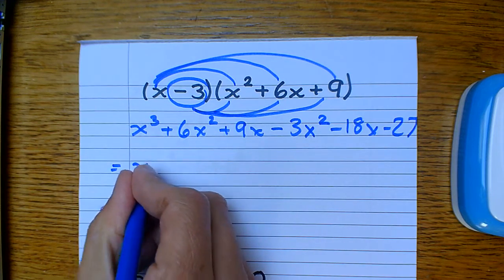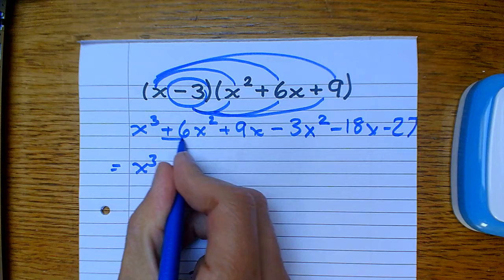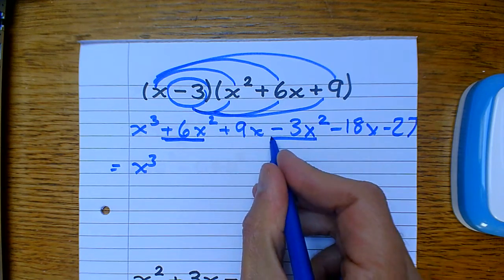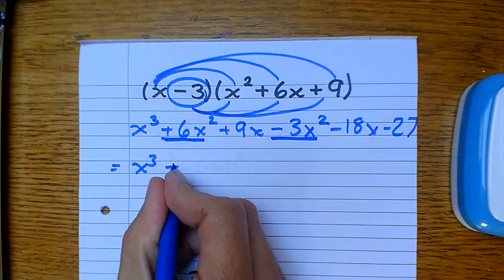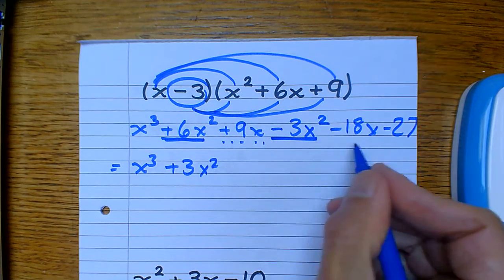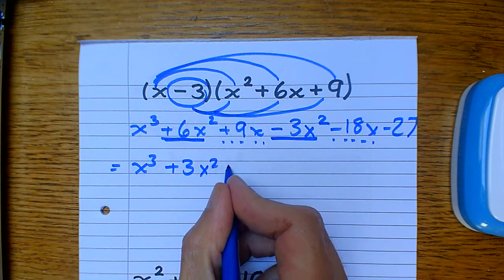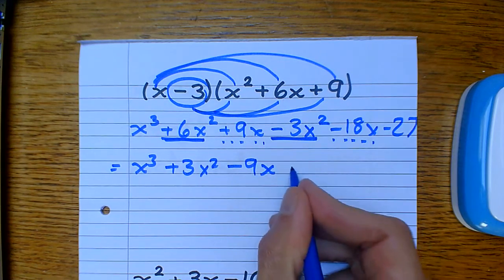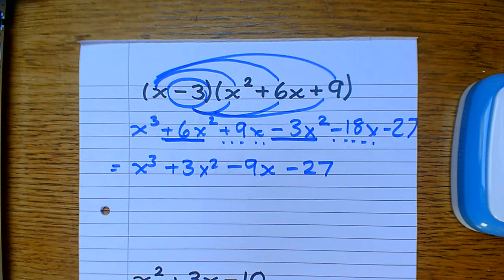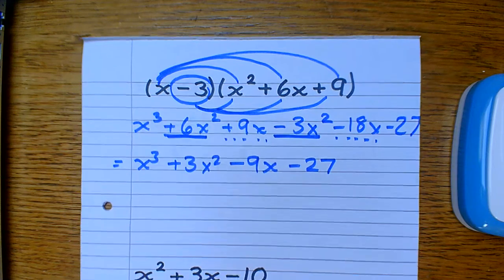So that is going to be x cubed plus 6x squared minus 3x squared, which will give us plus 3x squared. Then we've got plus 9x minus 18x, so that will give us minus 9x, minus 27. There we are. So there's some of these for you to try.